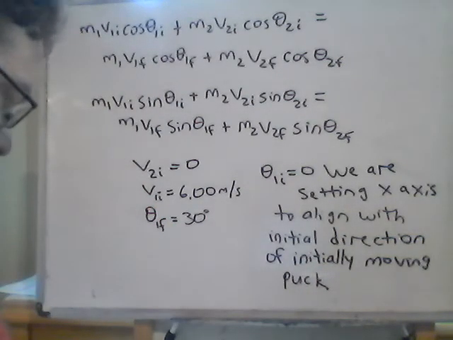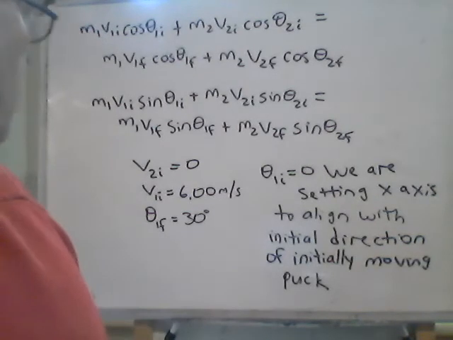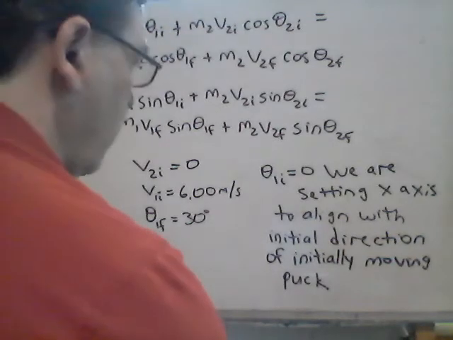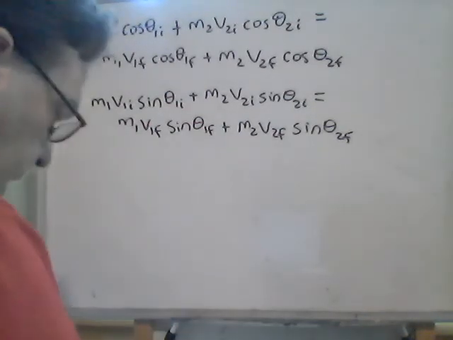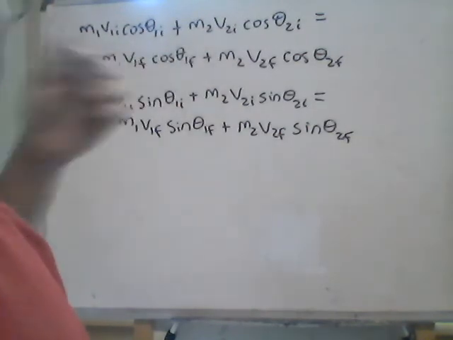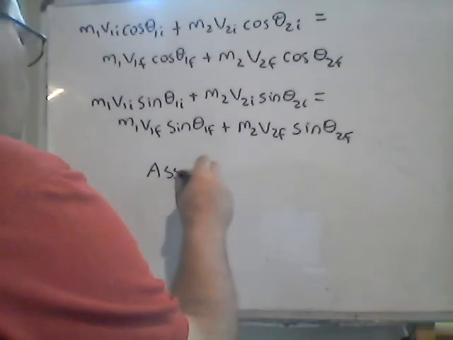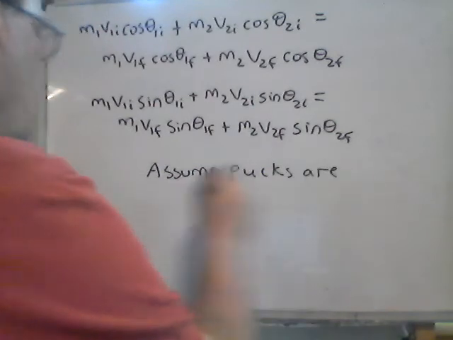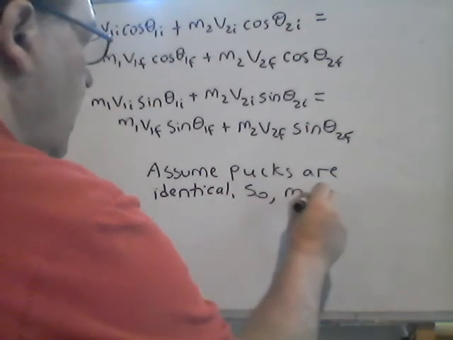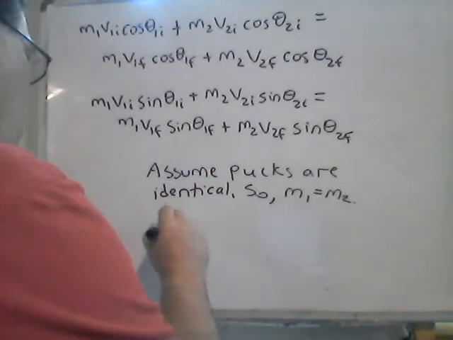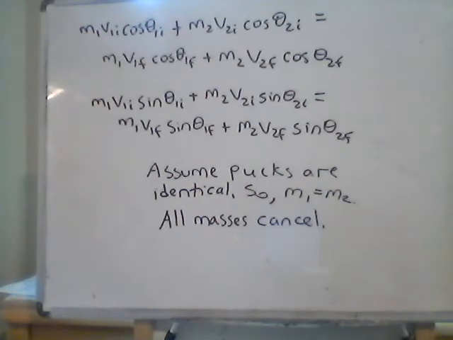All right. Let's just simplify things already. I'm going to erase this information for real estate purposes, but let's remember what I'm doing here. I go back to my initial two equations. Theta 1i, I just said that was zero. One more thing: assume the pucks are identical. This means m1 equals m2, so all masses cancel. That also simplifies the problem, doesn't it? So let's apply those simplifications.